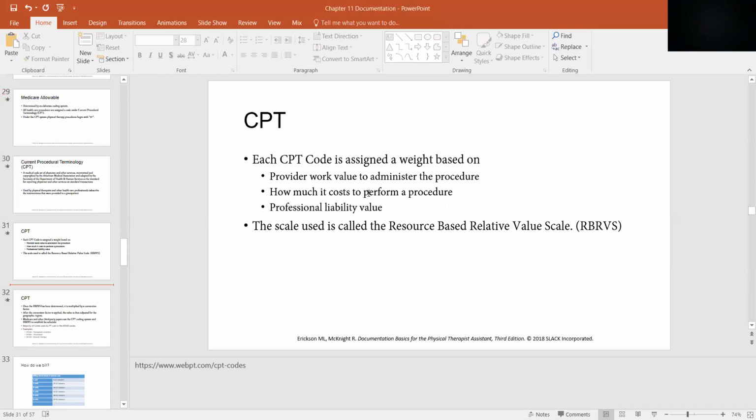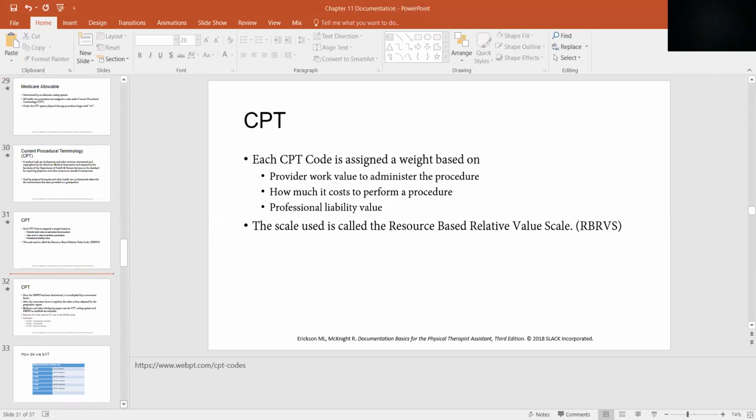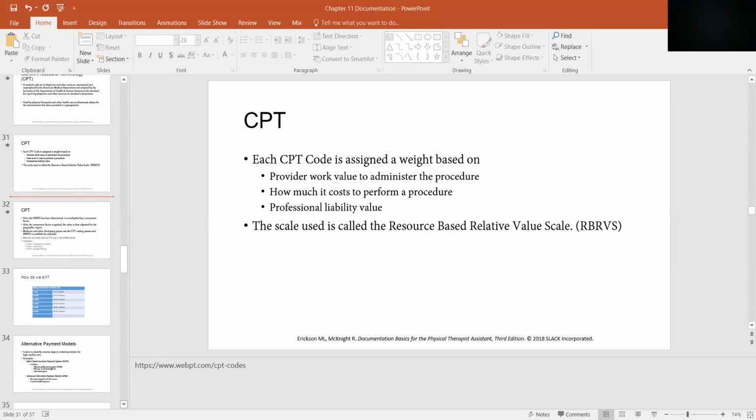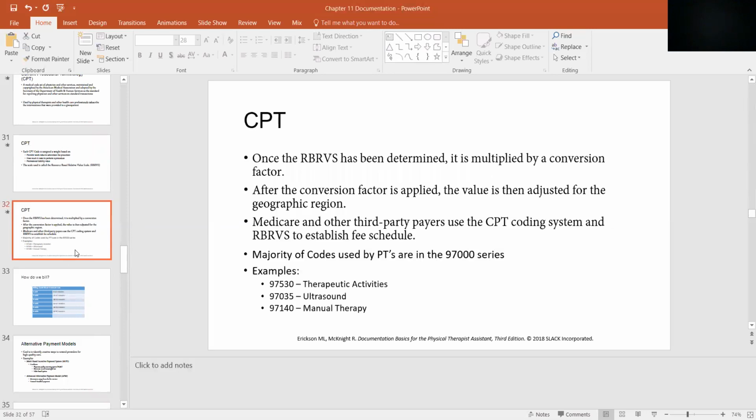Each CPT code is assigned a weight based on the provider work value to administer the procedure, how much it costs to perform the procedure, and the professional liability value, and the scale used is called the Resource-Based Relative Value Scale, RBRVS. That's something that you will not be tested over, that RBRVS, but some of these other acronyms you need to know: CPT, CMS, SNF, Skilled Nursing Facility, RUGs, DRGs. Those you want to be pretty familiar with.